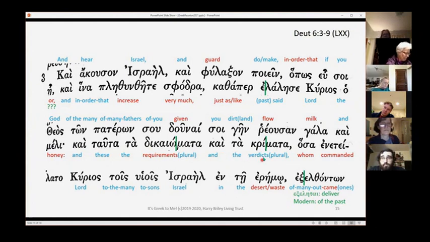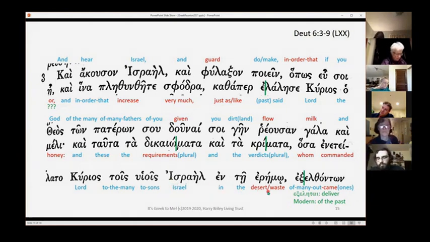Kai and then crima and crisis are closely related. It's verdicts, plural. So all the requirements and the verdicts or judgments, you could say, whom, and this word is a dictionary word that wraps around here, telato, and telato is commanded, the Lord to the many sons of Israel. So you're going to stick the word "of" in here, even though you don't see the word of in there. It's to the many sons of Israel, or to the many Israelite sons.